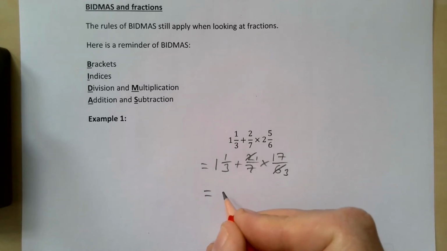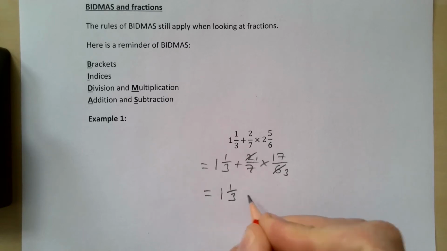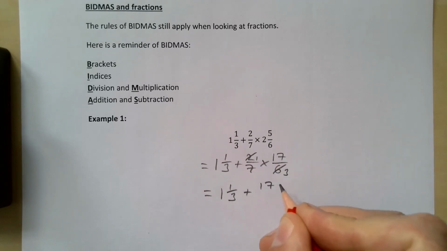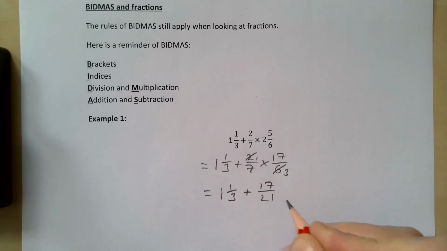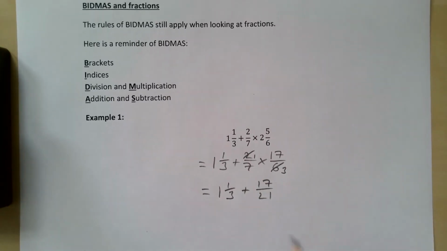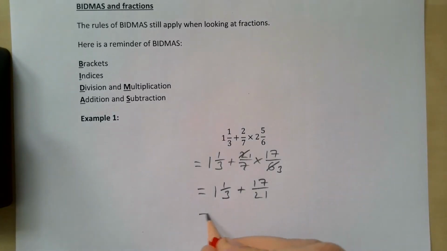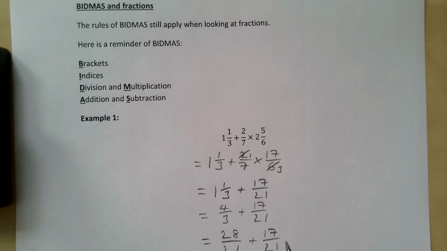So I have 1 1/3 plus 1 times 17 is 17, 7 times 3, then it's 21. We now need to add our two fractions, so the way I'm going to do it is to make this one top heavy. So it's 4 over 3, 1 times 3 plus 1, plus 17 over 21. We need to change them both to the same denominator because we're adding fractions, so we're going to change this into 21. Times top and bottom, of course, by 7: 4 times 7 is 28 over 21, plus 17 over 21.